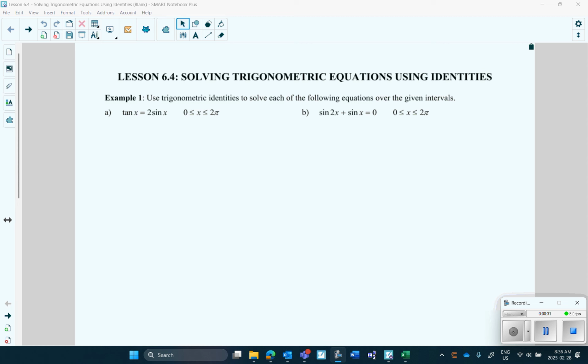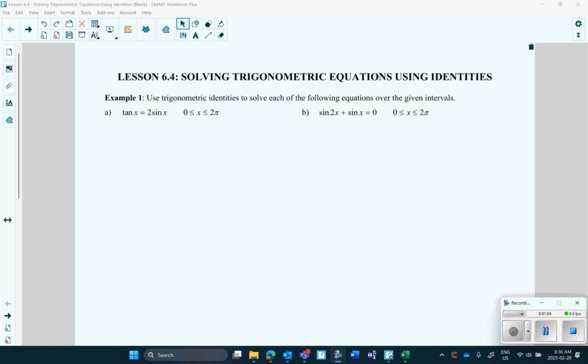What you want to do is get things either in terms of sine and cosine, or all sine, or all cosine. And the majority of these kind of questions, you're going to have to factor to solve. Which means that once you get everything in terms of sine and cosine, you want to move everything over to one side and have 0 on the other, because that's how we solve any equation by factoring.